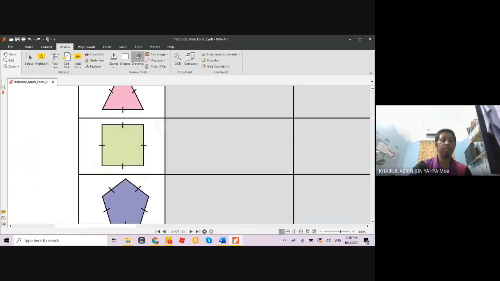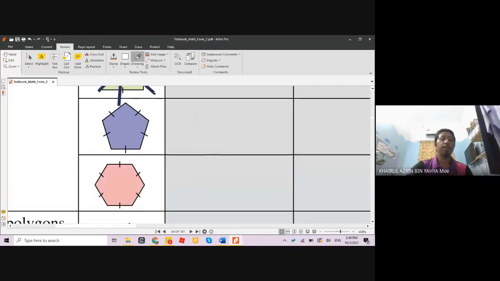Okay, maybe I use this one, square. Square has how many axes of symmetry? The answer is 4. The line in the middle, where when we fold the polygon, we have 2 equal sides. Example, this one. This is the first axis of symmetry. Number 2, this one. This is the second. Okay, and then this is the third, something like that, and then the fourth is here.